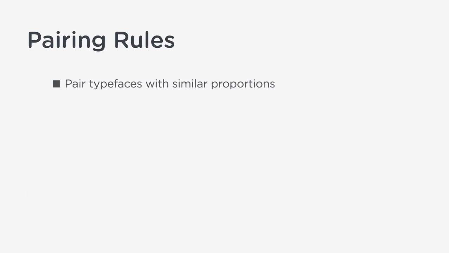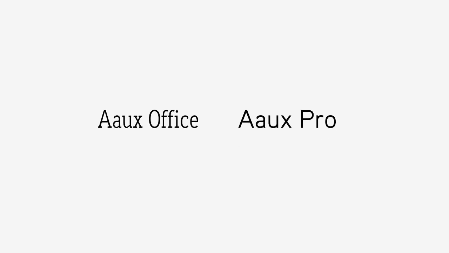First, pair typefaces with similar proportions. This means taking into account what we learned about letter forms from our first stage. A sans serif typeface with a similar x-height, proportions, and contrast to a serif typeface can pair well together. You can even utilize superfamilies that have multiple weights of sans and serif counterparts that work great with one another.